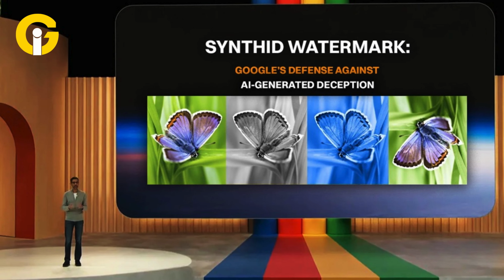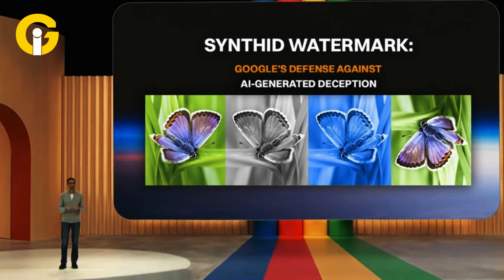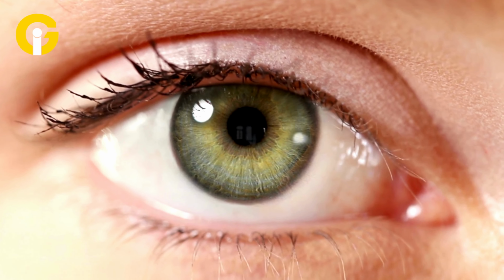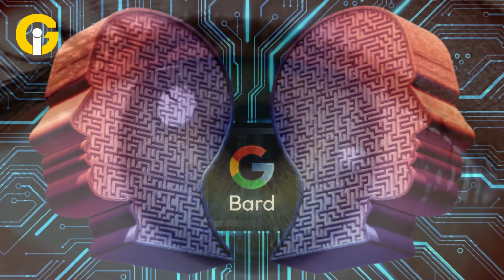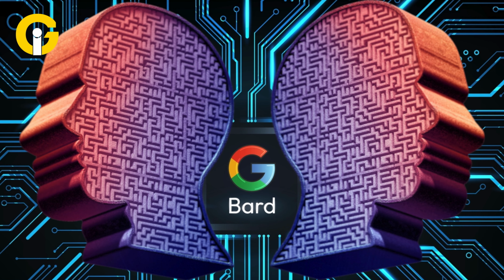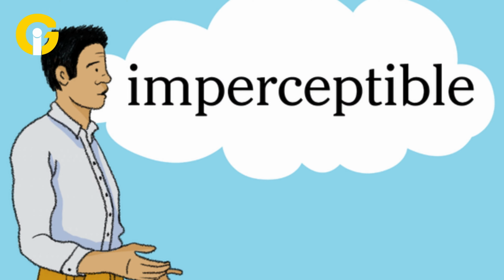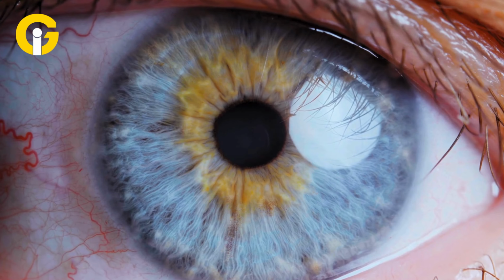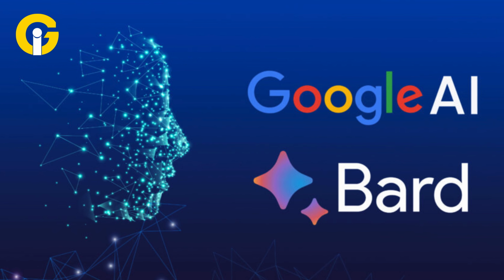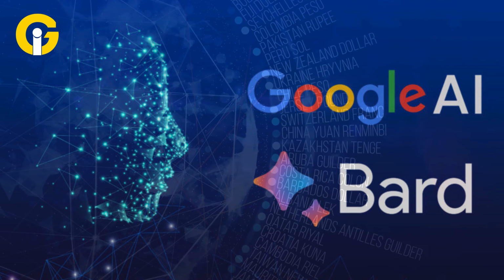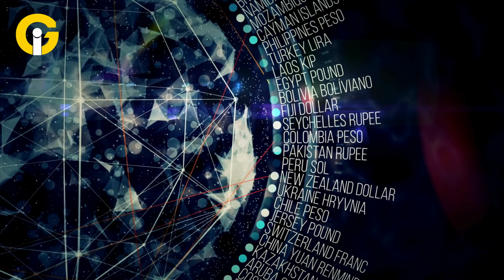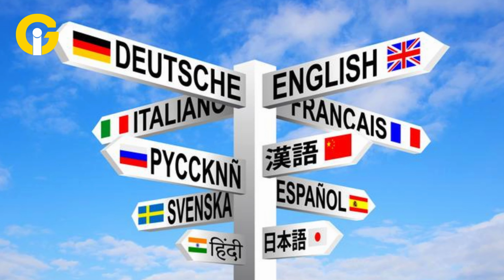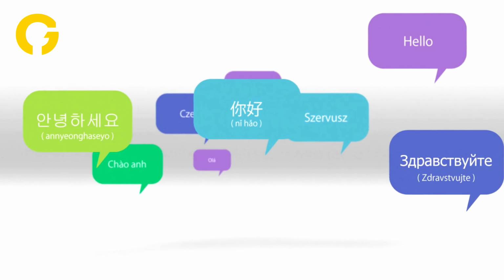SynthID embeds a digital watermark into the image pixels, making it detectable for identification while being imperceptible to the human eye. The company said this technology embeds a digital watermark directly into the pixels of an image, making it imperceptible to the human eye but detectable for identification. Furthermore, Google Bard's global availability has expanded, reaching more than 230 countries and territories, and language support has increased to over 40 languages, including Arabic, Bengali, Tamil, and Urdu.